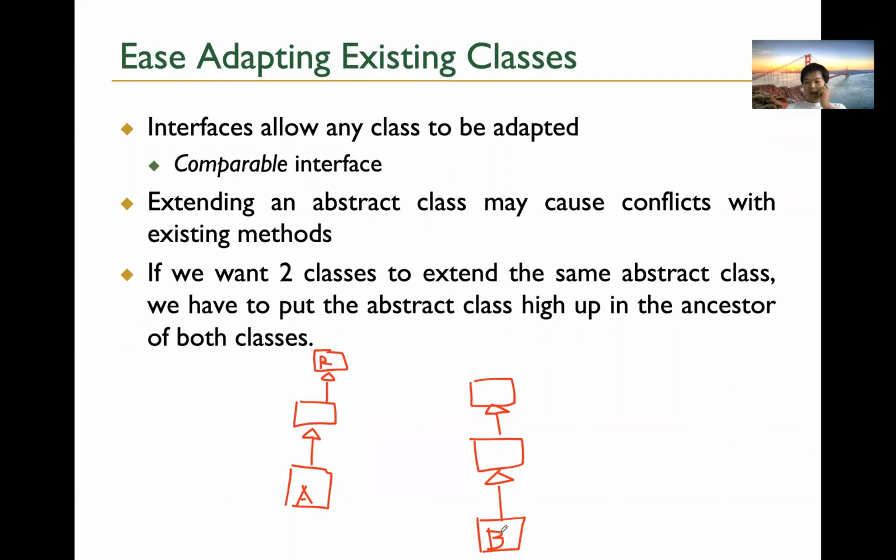And then later on, you'll find out that this B also wants to extend that parent class for some reason, to reuse the code or whatever. Again, you cannot directly go from B to here, because you cannot extend more than one parent class. So you have to go all the way up to the ancestor, and then from there, you build an inheritance relationship. This is what I mean here. If you want two classes to extend the same abstract class, you have to go all the way to the top.